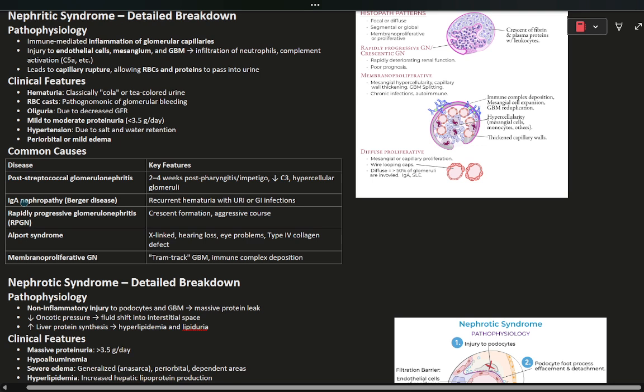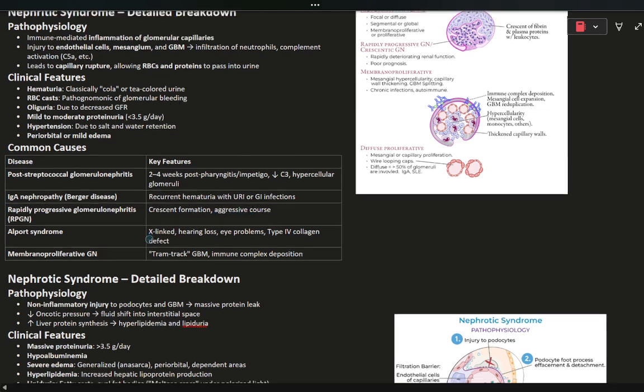Another disease that is known to cause nephritic syndrome is IgA nephropathy, also known as Berger disease. Some key features of this include recurrent hematuria, with upper respiratory infections or gastrointestinal infections. Rapidly progressive glomerulonephritis is also known to cause nephritic syndrome, and key features include crescent formation and an aggressive course of the disease or the inflammation.